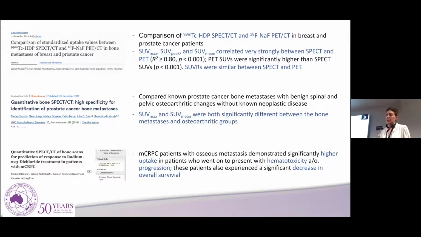There's examples of defining SUV thresholds to show a significant difference between uptake in bony metastases versus benign arthritic disease. And there's also some nice examples highlighting the use of quantitative uptake to predict which patients are likely to go on and present with hematotoxicity or progression of disease following treatment with radium-223 dichloride for metastatic castrate-resistant prostate cancer. So these are all, I think, very interesting applications for quantitative SPECT, and certainly areas that could really see a role for quantitative SPECT in the mainstream clinic in the future.